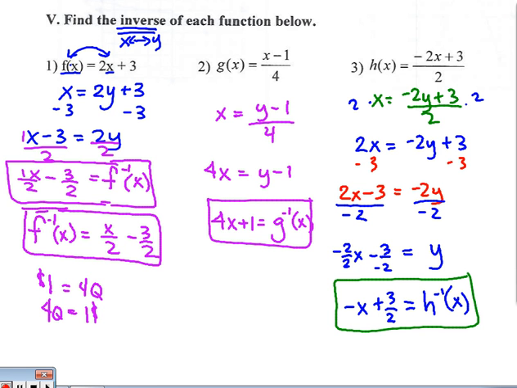All right, hopefully your answers look something like this. 4x plus 1 equals g inverse of x, or g inverse of x equals 4x plus 1. And over here you should get the opposite of x plus 3 halves. Right here it looked kind of funny, but a negative divided by a negative would be a positive 3 halves, and 2 over 2, one of them negative, would end up as a negative 1. All right, so hopefully that makes sense.